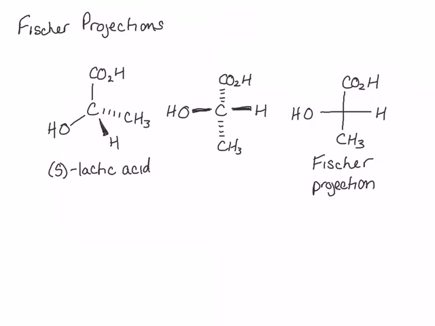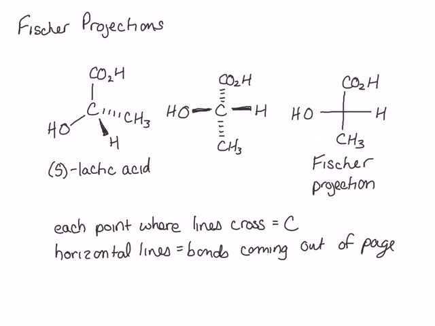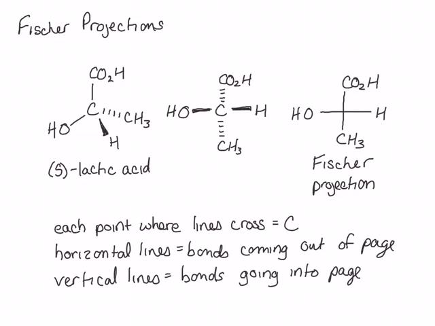Again, each point where lines cross indicates a chiral carbon. The horizontal lines are coming out of the page towards us, and the vertical lines are bonds that are going away from us into the page. Because the direction of the lines indicates the direction of the bonds, specifically that horizontal means the bonds are coming towards us and vertical means they're going away from us, there are some rules about how we can manipulate Fischer projections. For example, you can rotate a Fischer projection by 180 degrees without changing the chirality of the center indicated by it.